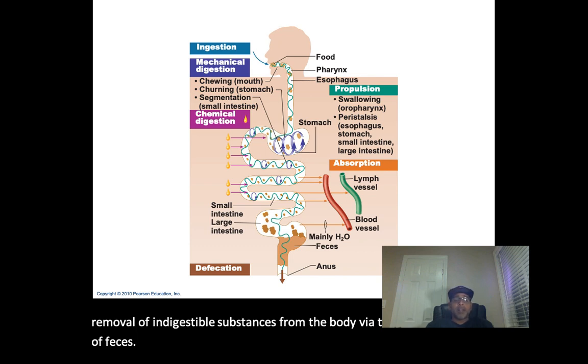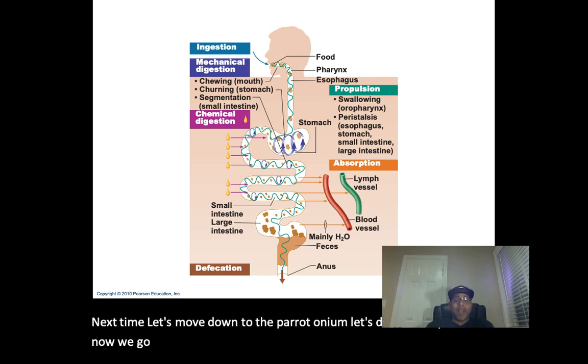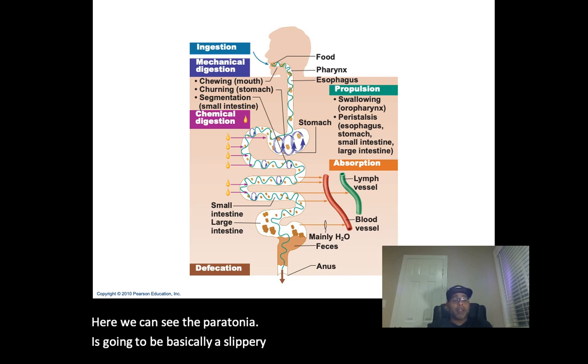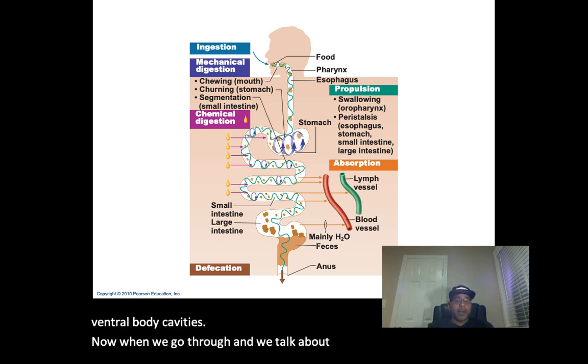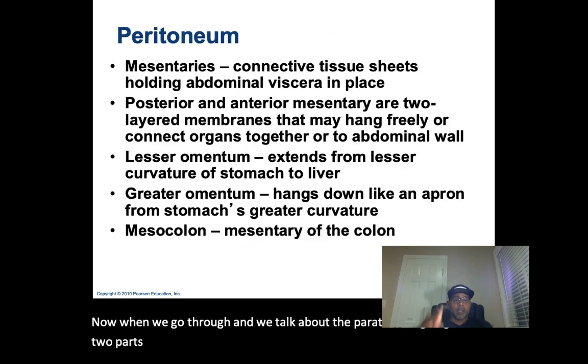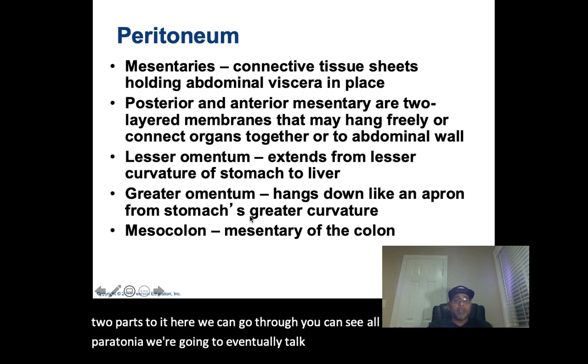Next then, let's move down to the peritoneum. Let's discuss the peritonea. Now when we talk about the peritonea, here we can see the peritonea is basically a slippery serous membrane found in relation to the ventral body cavities. The peritoneum has two parts to it, and we're going to eventually talk about all the different peritonea you see here, and you're going to have to know every single one of them.